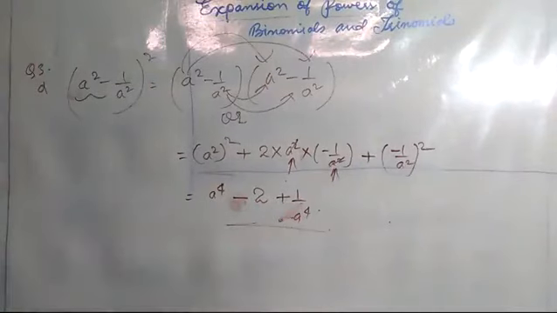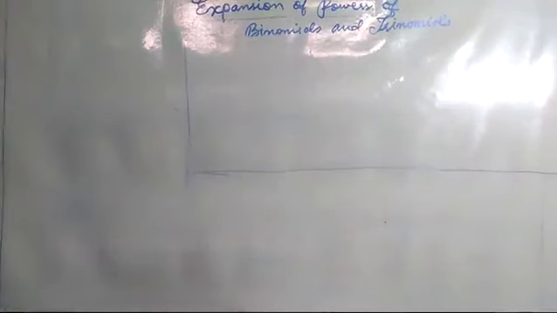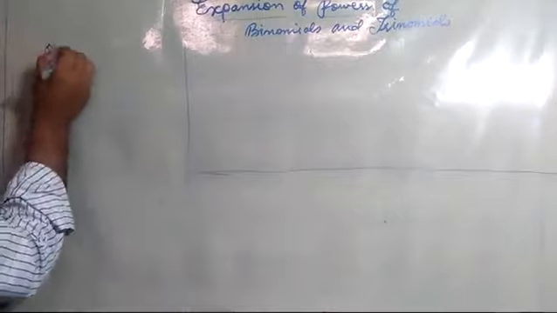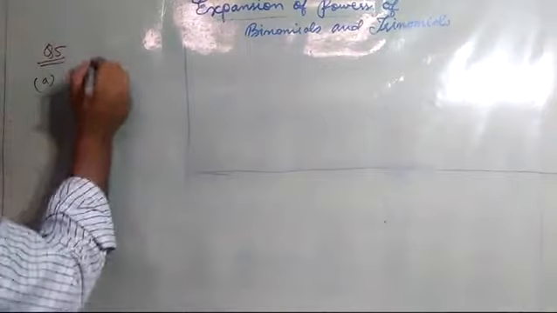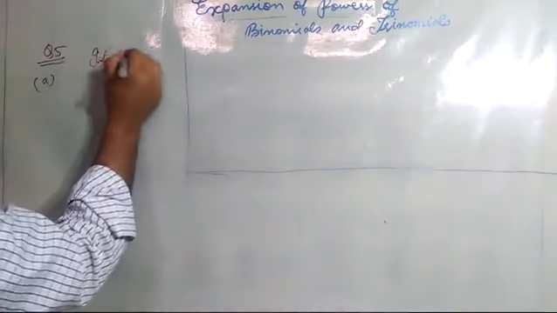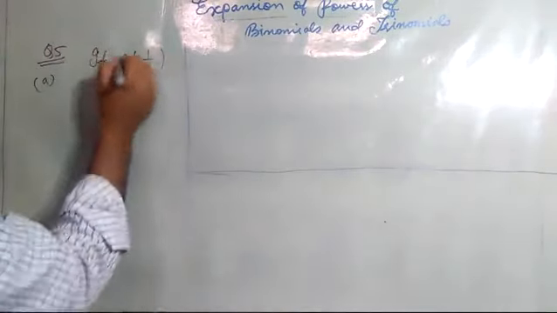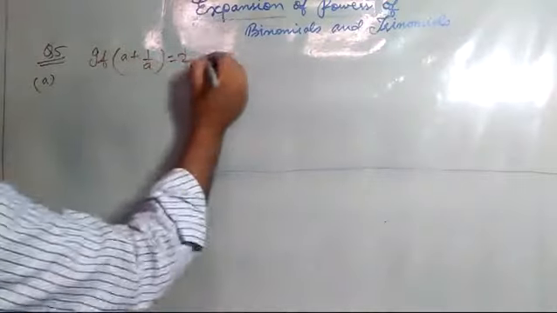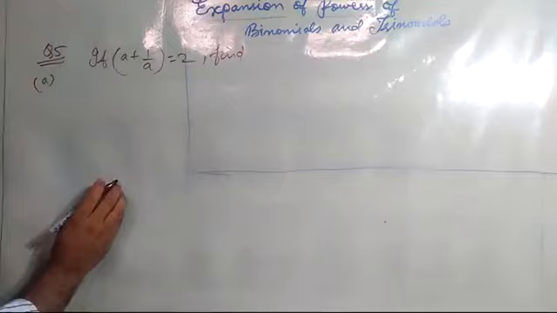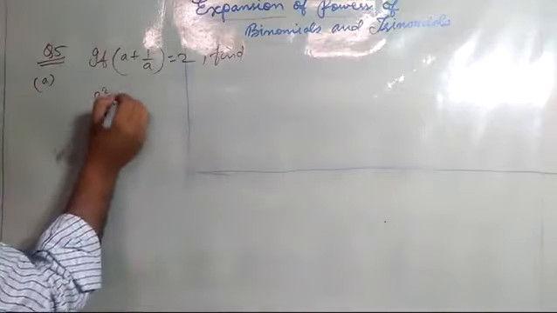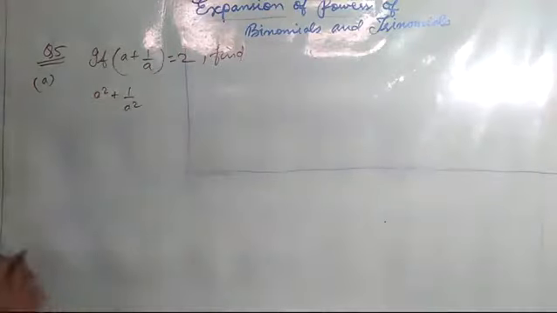I hope it is clear. Please do read again and again so that you can understand. Now question number 5, A I will be discussing here. It is given if a plus 1 by a is equal to 2, then find a square plus 1 by a square. So it is very easy.